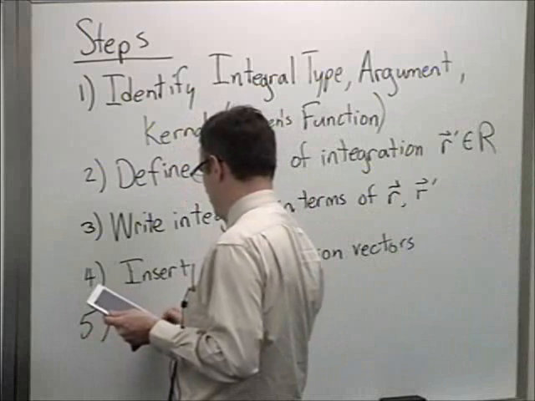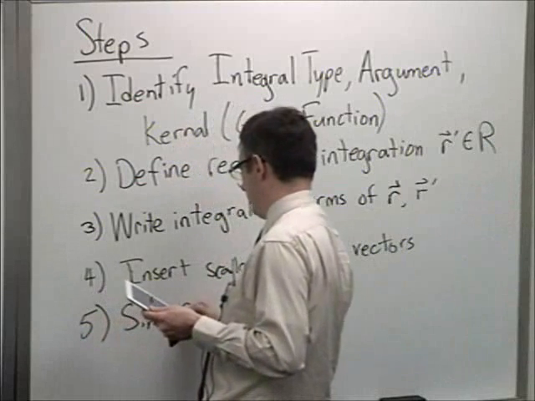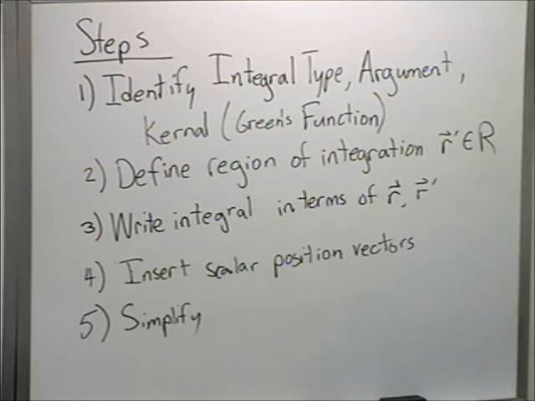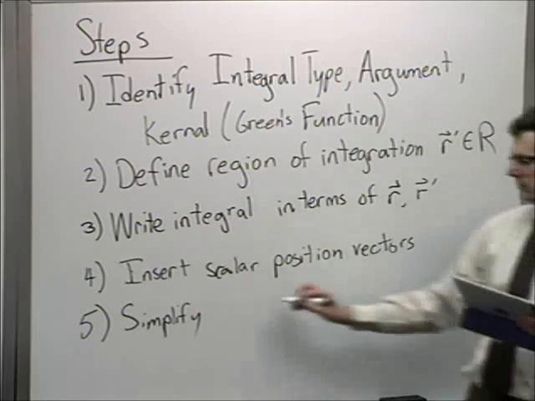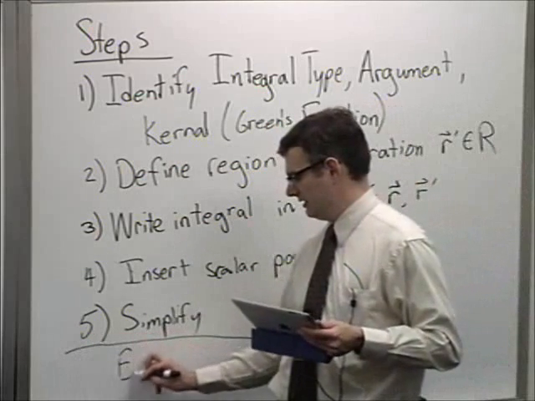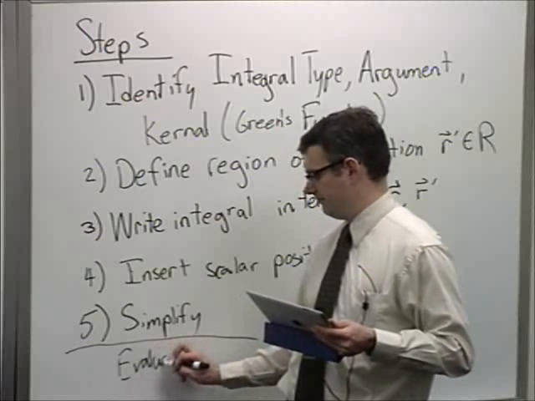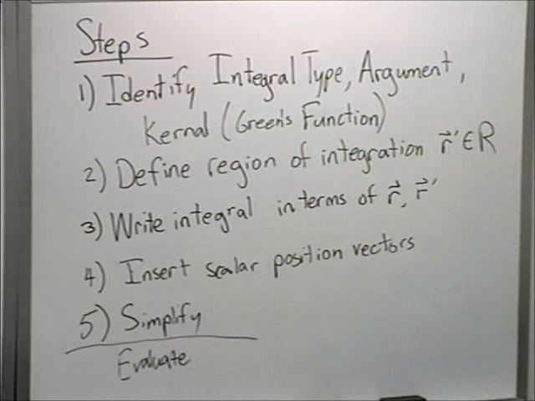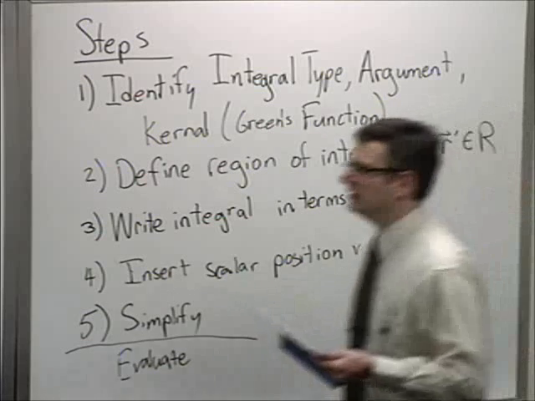Step 5 is simplify. This is where you can apply a lot of your symmetry arguments and other assumptions to simplify down the problem. And then presumably, if we were going a little bit further, we would evaluate. But for this particular problem, you won't be able to evaluate this by hand. So this is where you put it in the computer. It's okay. Now we're ready.